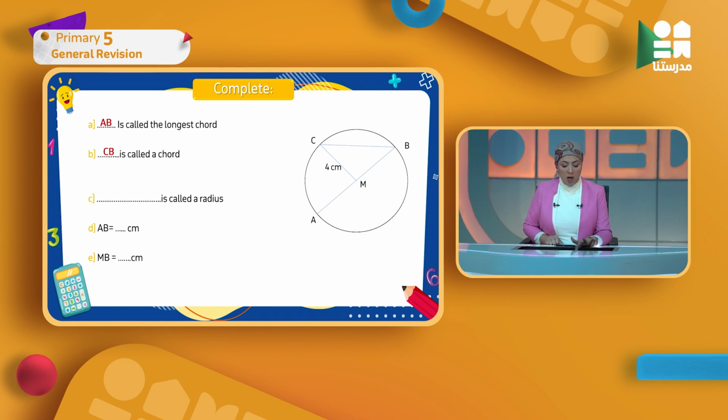The three of them are radii of this circle. So I have MB, MA, and MC. Now I want to know the length of AB line segment here. How can I get it?